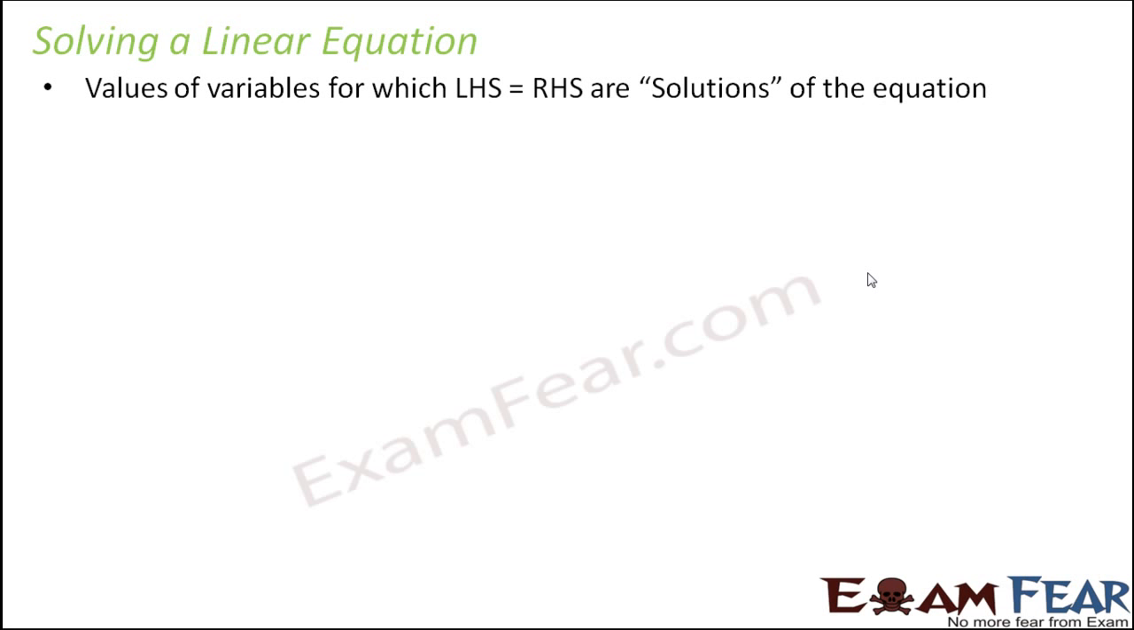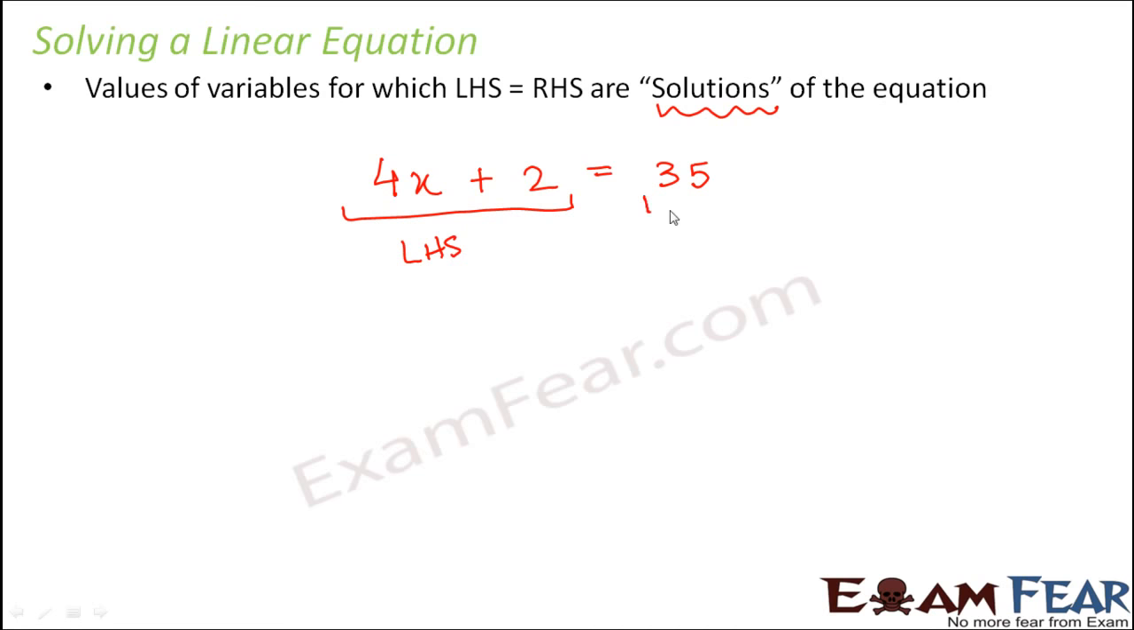Now, what do we mean by solving a linear equation? It is about finding out the values of the variables for which the left hand side and the right hand side would be equal. Those values of variables are called solutions of the equation. And by finding out those values, we say that we are solving a linear equation. So let us take an example. Let us say we take this linear equation: 4x plus 2 is equal to 35. This side is LHS and this side is RHS.